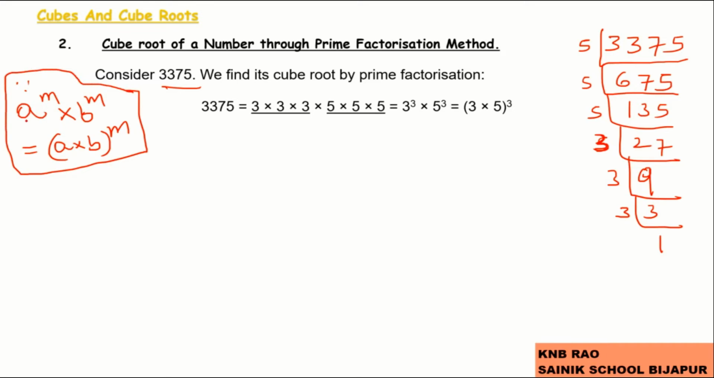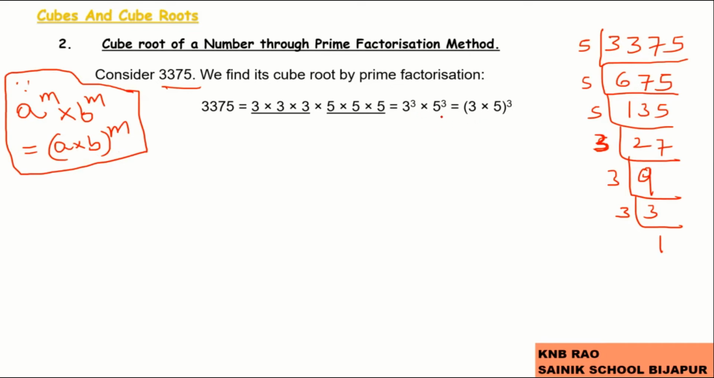So when a is multiplied by itself m times and b is also multiplied by itself m times, and these numbers are multiplied, then we can write the product of a into b raised to the power m, which means the product of a into b is getting multiplied m times. Here you could see that.